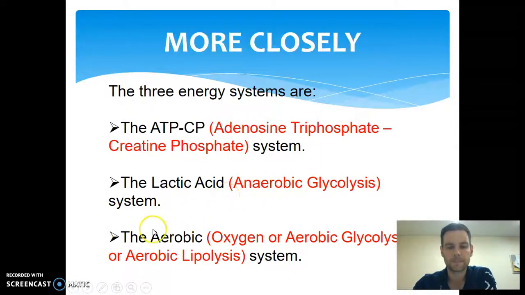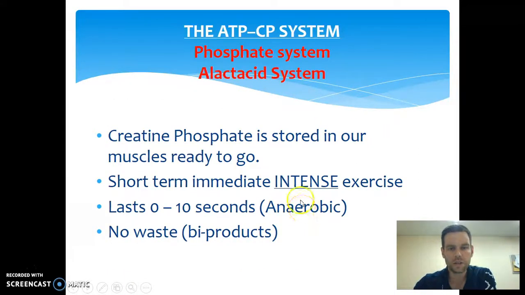We'll talk about that in a minute. And the third energy system is the aerobic system, oxygen system, aerobic glycolysis, or even aerobic lipolysis, which we're going to cover in a minute. So the first system we're going to look at is the ATP-CP system.